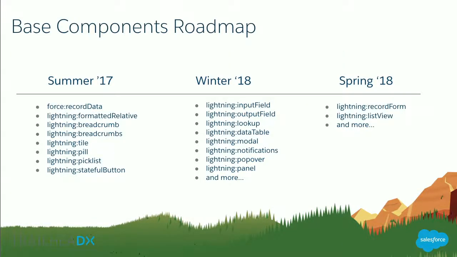Let's take a quick peek at the base components roadmap. So in Summer '17, we're delivering 8 of these small chunks of user interface, of building blocks. The first one is really interesting, and I really recommend checking it out: force record data. This doesn't render any UI, but this allows Lightning Data Service, which is a browser cache functionality that helps out with performance as well. For winter, we plan to release over 8 Lightning components.